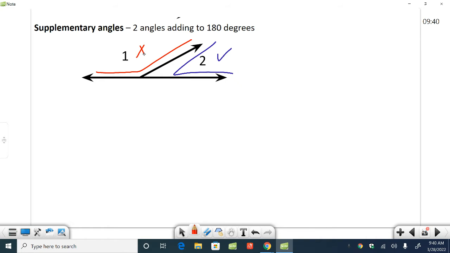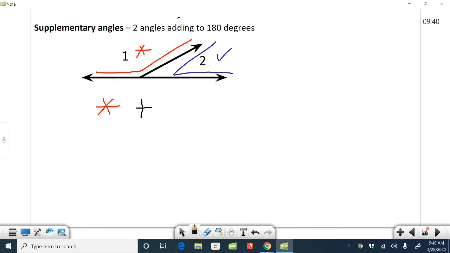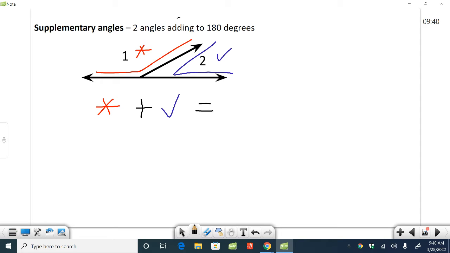And like I said, for purposes of just showing you what mathematically is happening, I'm just gonna put them as an asterisk and a check. So the asterisk plus the check mark is going to equal what? It would equal 180 because this is a straight line.